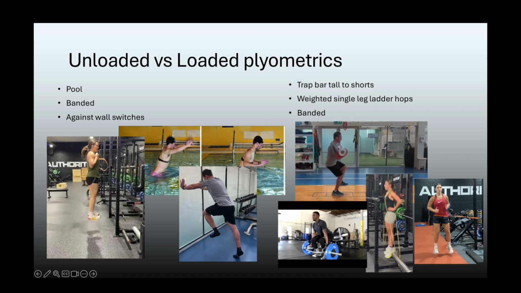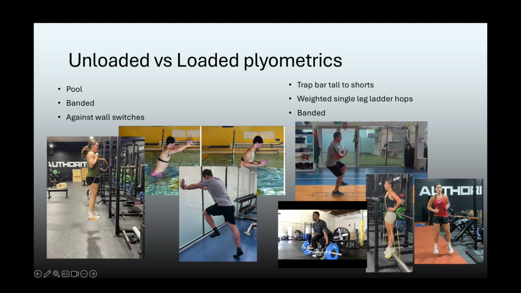And you can also load a plyometric. So you can do a trap bar tall to short, essentially where you're just holding it and you have to catch it on the way down. You can have them hold a weight doing single leg jumps. You can also have bands pulling them straight down, or pulling them laterally, forward or back.